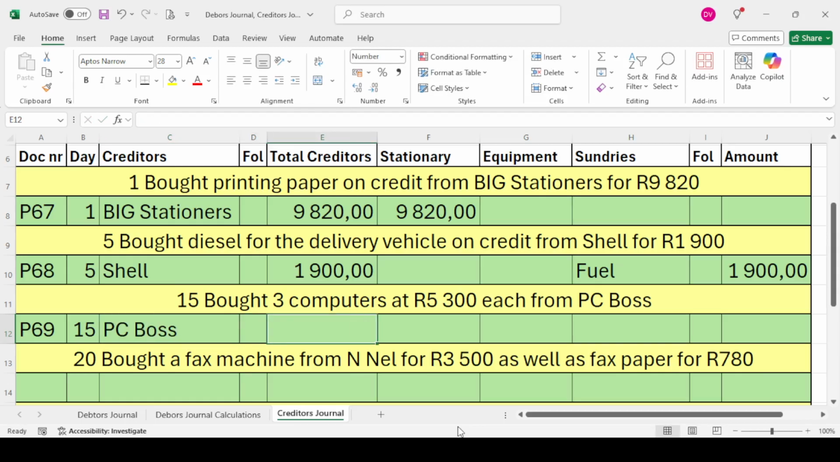And if you've worked out 5,300 times 3, you're going to take that full value and insert it under your total creditors, 15,900 Rand. You ask yourself, what was this for? So when you buy computers, it will fall under equipment, and we've got a column for equipment, right? So we can use that column, 15,900 Rand for equipment.